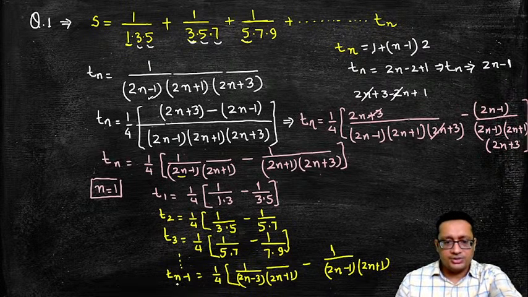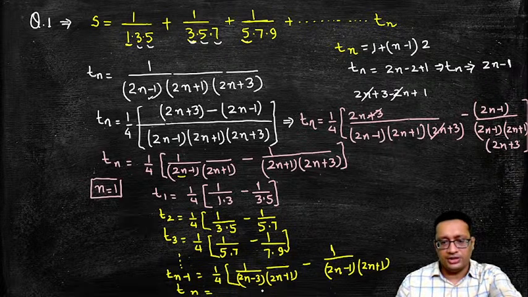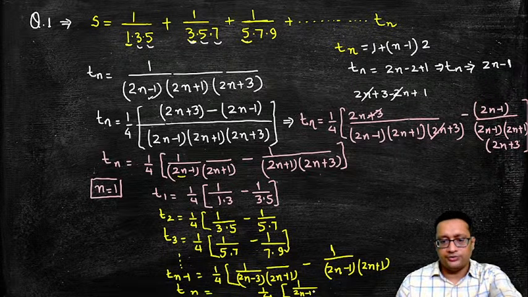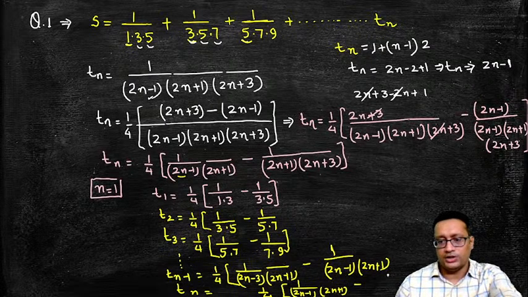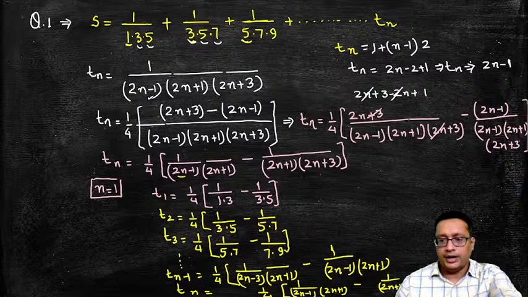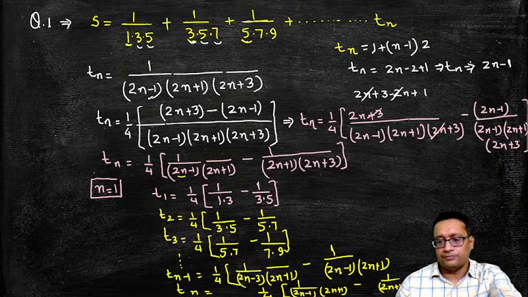And the last term I am writing Tn. Again the same thing, I am writing whole 1 by 4, 1 by 2n minus 1, 2n plus 1, minus 1 upon 2n plus 1 and 2n plus 3. Now let's add the terms.